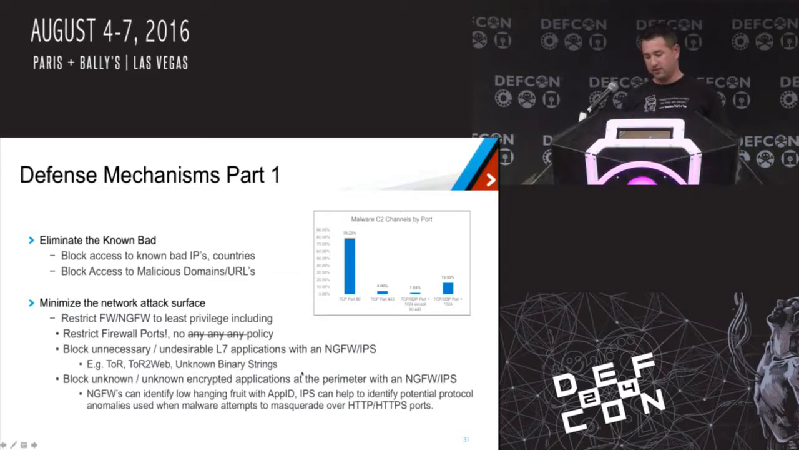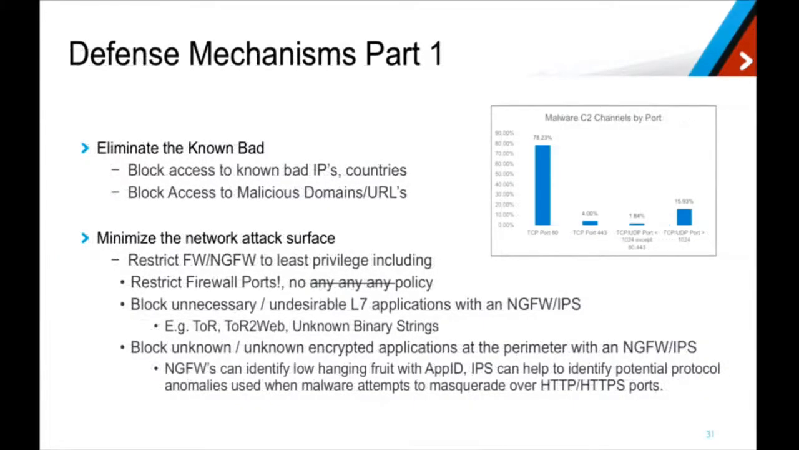Another big thing is making sure that you don't have applications that you wouldn't expect or desire on your network running on your network. So if you're an enterprise and there's no real reason for you to be running Tor, you probably shouldn't allow Tor out, because the malware will definitely take advantage of that.